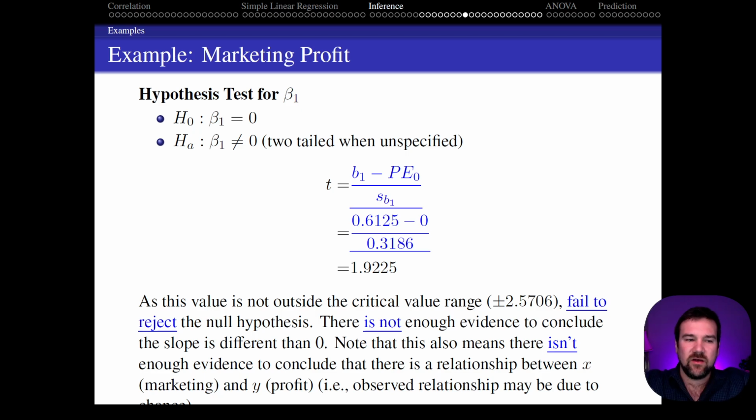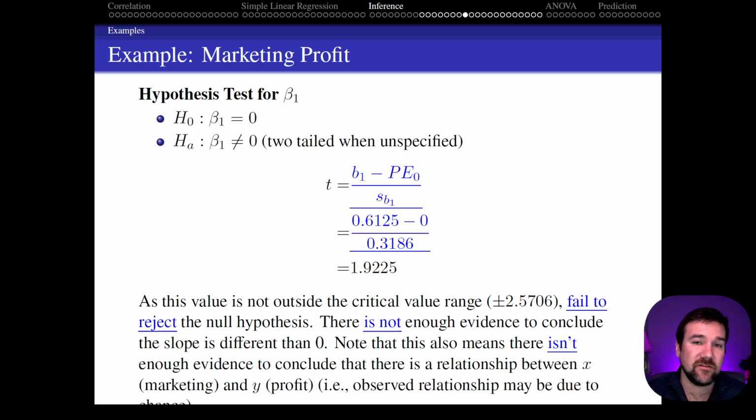And because 1.9225, while it's bigger than my test of the intercept, is still inside of my reasonable range, essentially. It's not in my extreme values as indicated by those critical values. It's not in that extreme area part of the distribution. In this case, that means there's not enough evidence to change my mind. I came in thinking marketing and profit weren't related, and this example didn't have enough evidence to change my mind.